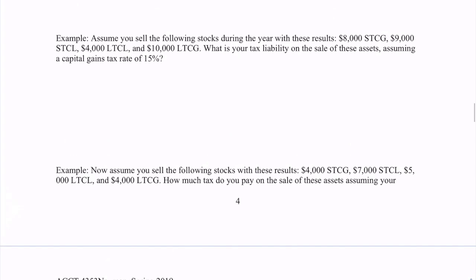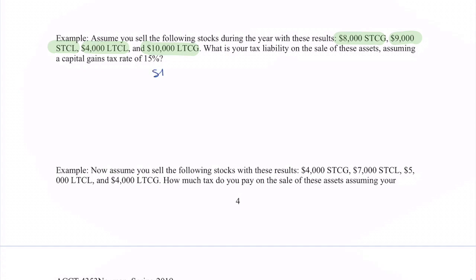First, we are going to assume we sell the following stock during the year with these results. We have an $8,000 short-term capital gain, a $9,000 short-term capital loss, a $4,000 long-term capital loss, and a $10,000 long-term capital gain. What is our tax liability on the sale of these assets?